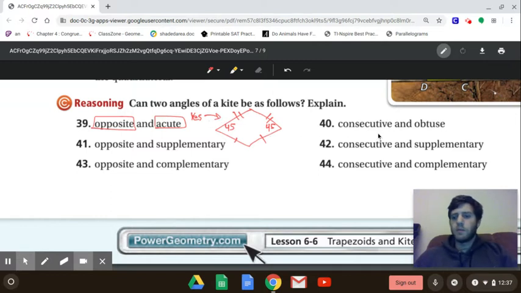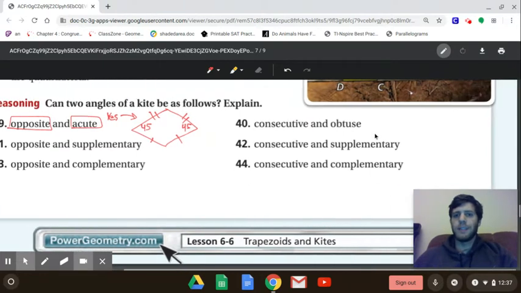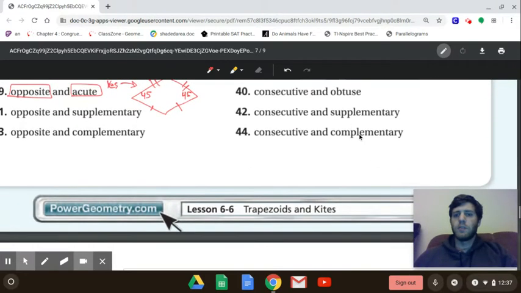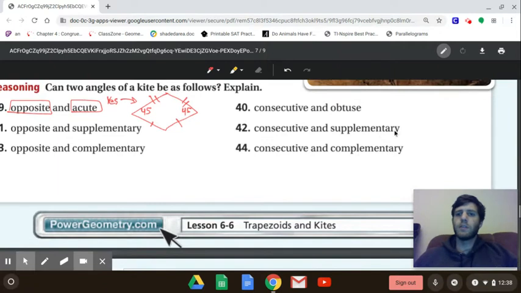Number 40 here, obtuse and consecutive. Consecutive angles would be ones that are next to each other, and obtuse means that they're greater than 90 degrees, or between 90 and 180. So if we draw a kite, or let's just start by drawing an obtuse angle, greater than 90, and now we want to try and make it into a kite.